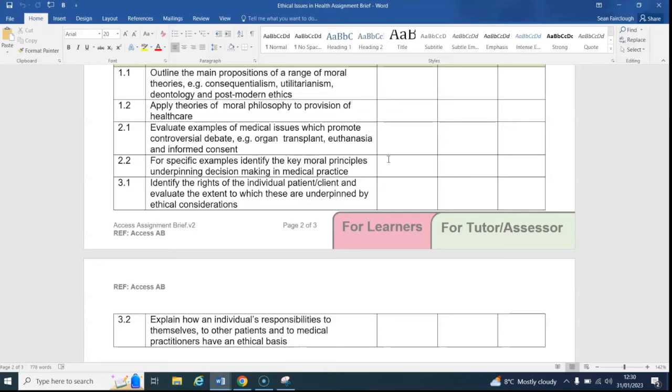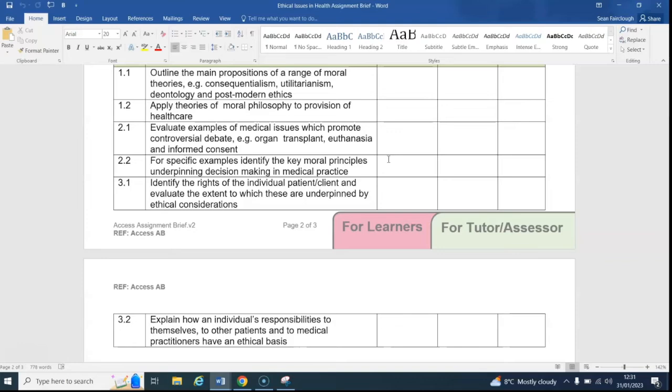And then task 2, 3.1 and 3.2: identify the rights of the individual patient or client and evaluate the extent to which these are underpinned by ethical considerations. Okay, those last 2 criteria are a little bit more complicated, but what essentially they mean is you discuss your rights and you link it to the philosophies or the principles, and you say why they have had an impact on that right. So for example, we all have the right to free healthcare.